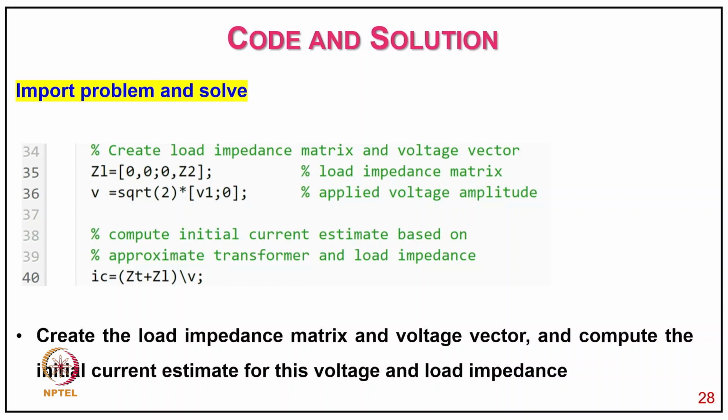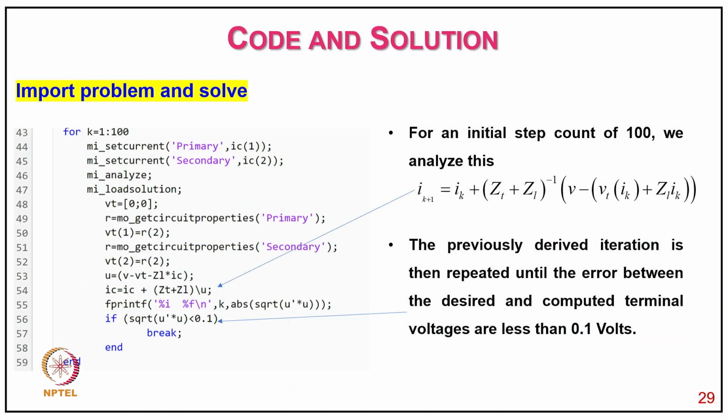Here is again Z_L equal to [0, 0; 0, Z2], and V equal to square root 2 into [V1; 0], and I_c equal to (Z_T + Z_L) divided into V. So we create the load impedance matrix and voltage vector and compute the initial current estimate for this voltage and load impedance. And this is typically the code for the initial step count of 100.